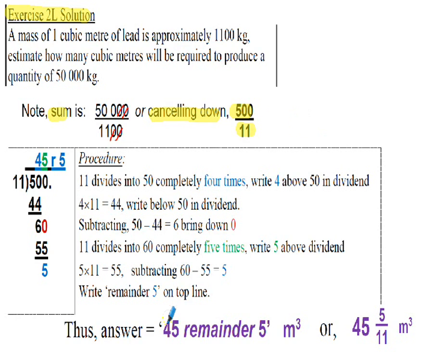You should find the answer is 45 remainder 5 meters cubed as unit used, or that could be written as 45 and 5/11 meters cubed. Again, notice the remainder of 5 is written over the divisor of 11.